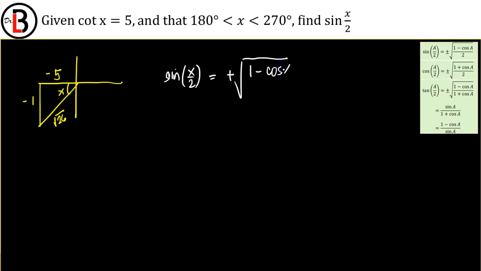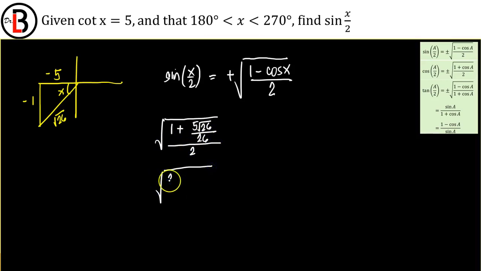1 minus cosine of x all over 2. So let's solve this. The square root of 1 minus cosine of x, adjacent over hypotenuse. So let's just make this plus 5 square root of 26 all over 26. But then all of this is over 2. So let's fix the top first. It's going to be 26 plus 5 square root of 26 all over 26 times 2 is 52.